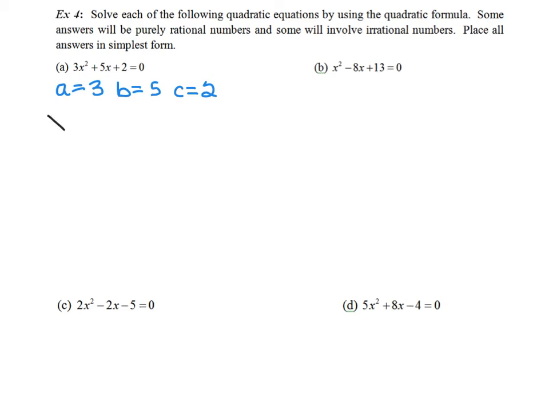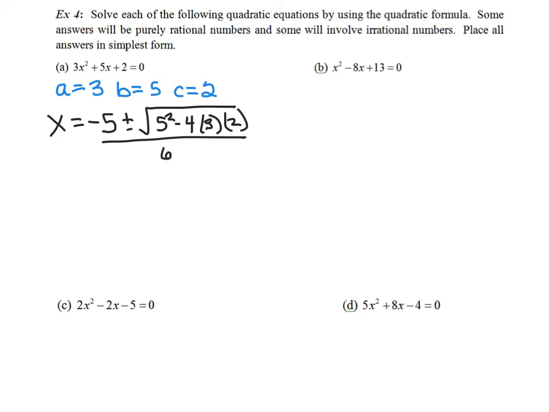So I'm going to say x is equal to the negative of b, so negative 5, plus or minus the square root of b squared minus 4 times 3 times 2, all over 2 times a, 2 times 3 is 6.